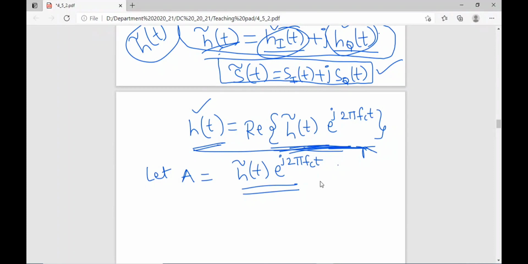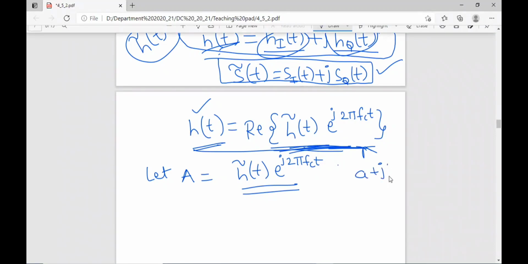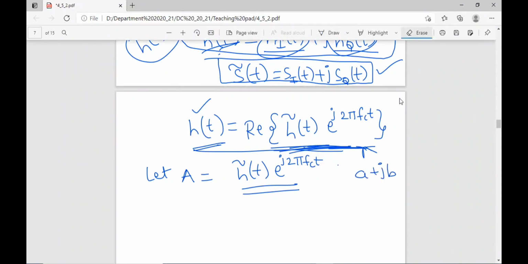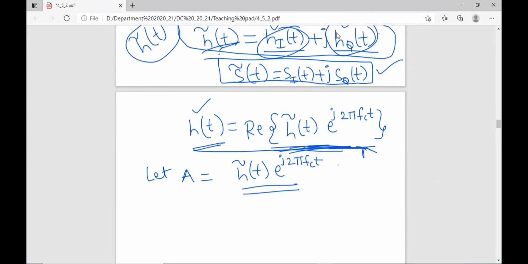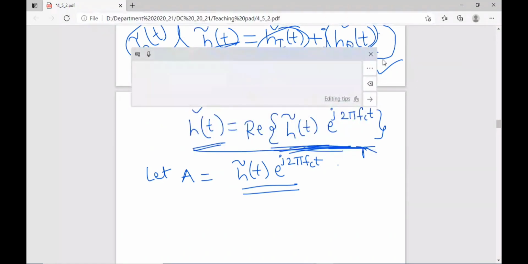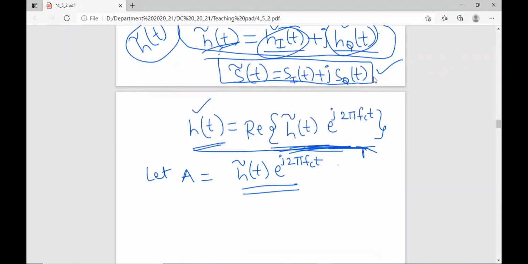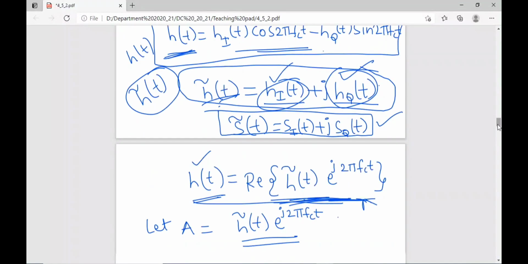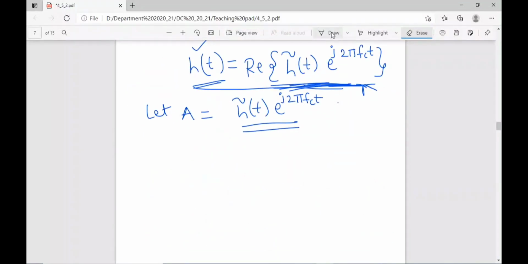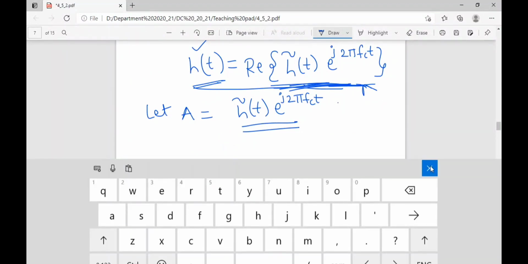Can anybody tell me whether this will be a complex number or a real number after expansion? Complex number in the sense of a plus jb form. Can anybody tell me this? Complex. It's a complex number. Okay, it's a complex number.